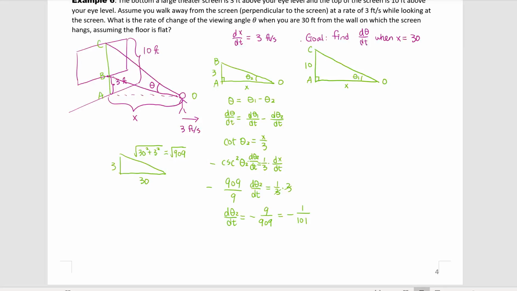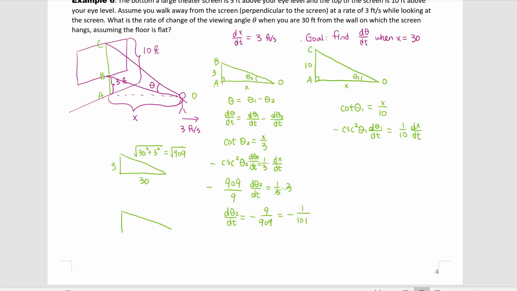Okay, how about d theta 1 dt? Let's repeat the same process. So cotangent of theta 1 is x over 10, right? And then when we differentiate, we get minus cosecant squared theta 1 times d theta 1 dt. Don't forget the chain rule, because we're looking for d theta 1 dt. If we don't put it down, how can we solve it if it doesn't exist, right? Okay, so this is 1 over 10 dx dt.